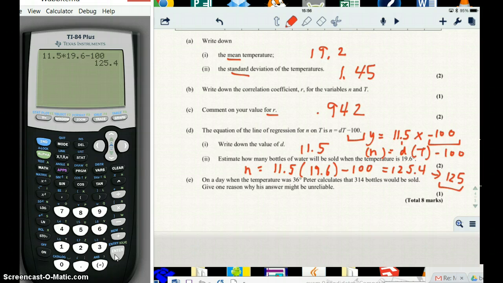We don't say 125.4. On a day when the temperature was 36 degrees, Peter calculates that 314 would be sold. Give one reason why his answer might be unreliable. Well, you might think, okay, well maybe he calculated it wrong, but that's not what they're saying.